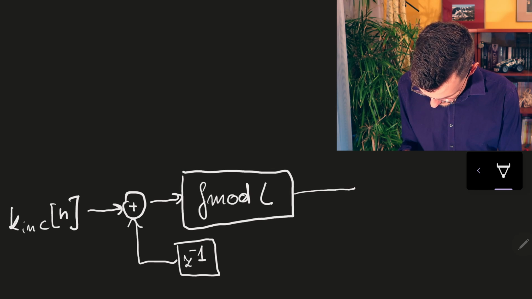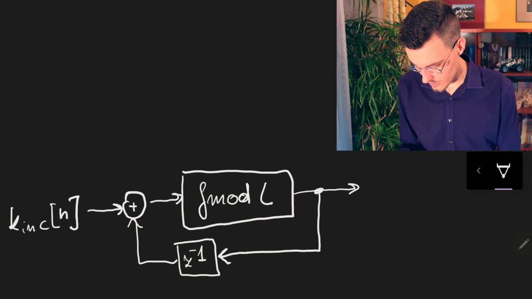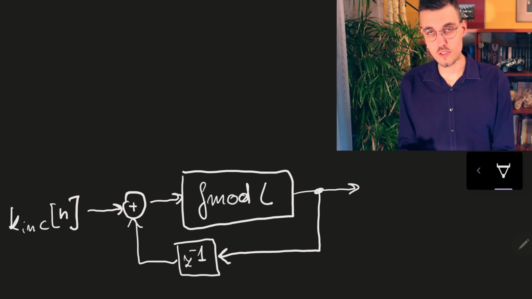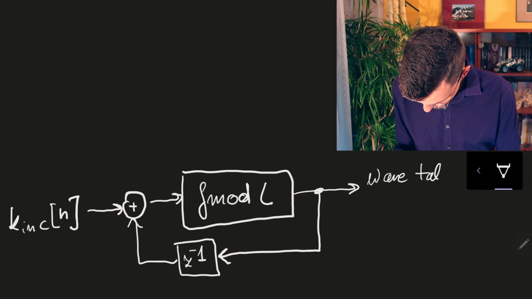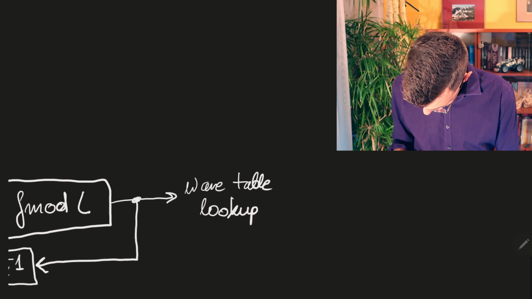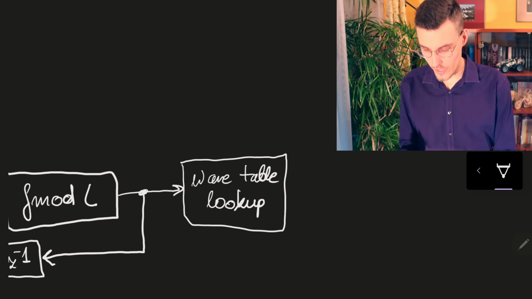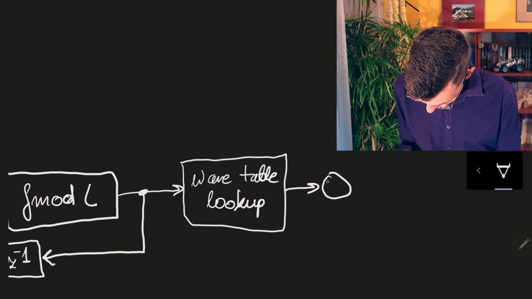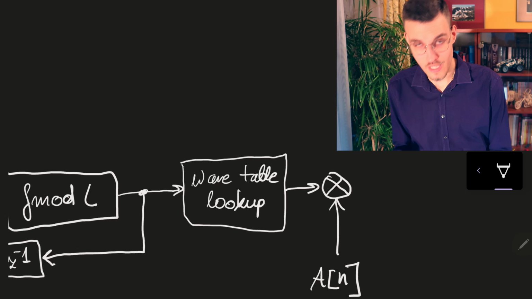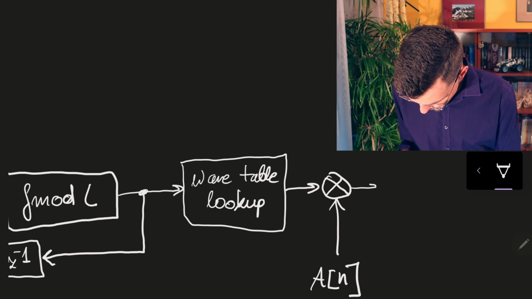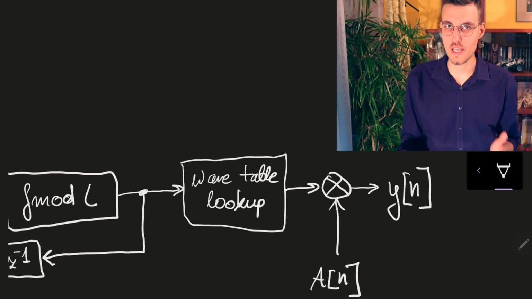Now, if we have our index in the 0 to L range, what we can do is two things. First, we close the loop by feeding the current index value back for the next iteration. And second, we do a wavetable lookup. Okay, and with our wavetable lookup, we have a sample of our waveform. We now just need to multiply it by the amplitude. And this amplitude I also write as sample dependent in case we want to use an amplitude envelope. And that gives us one sample of our desired waveform, which is the waveform that we have in our wavetable.